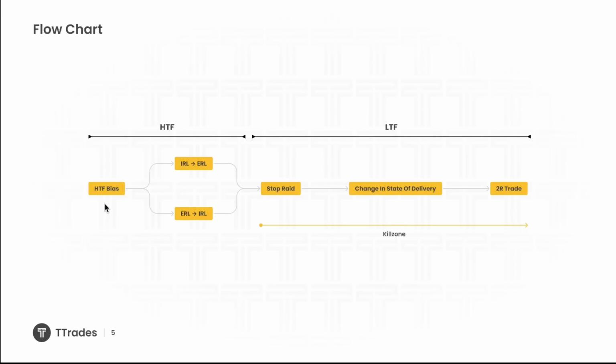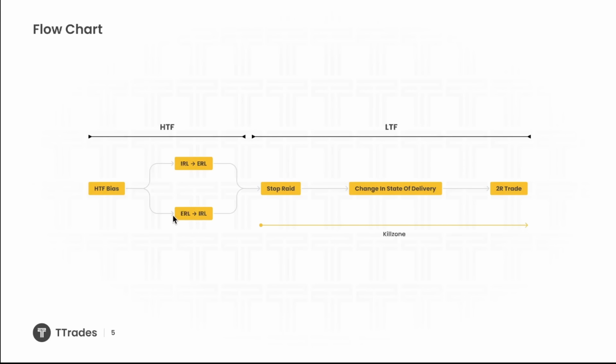So the first thing I'm going to be looking for is a higher time frame bias. With this, I want to anticipate if I want price to move higher or lower. From here, I'm either going to be looking for internal range liquidity or a fair value gap to then trade to a high or a low or external range liquidity.